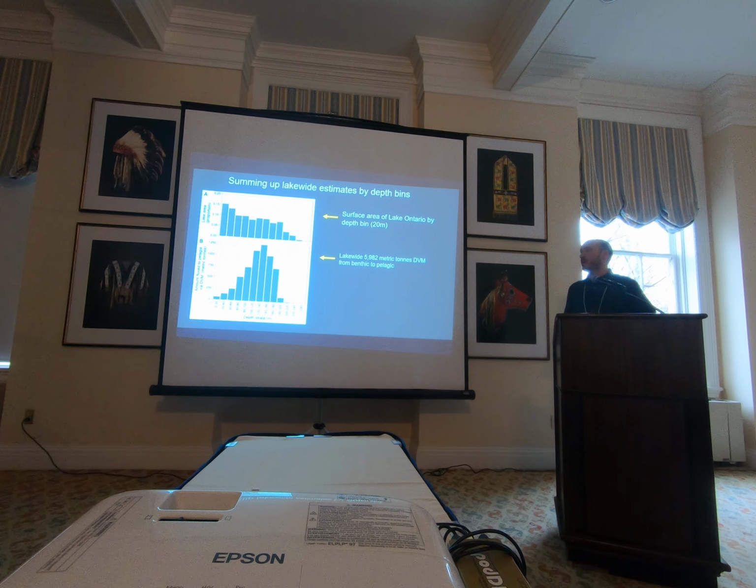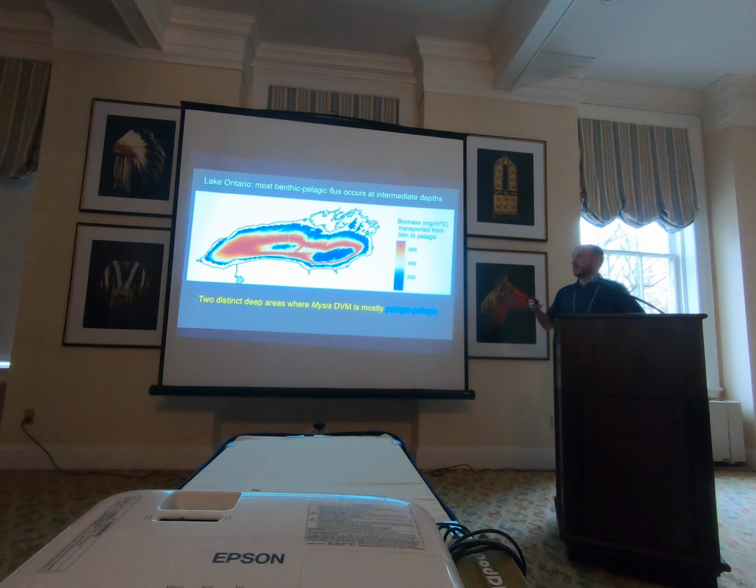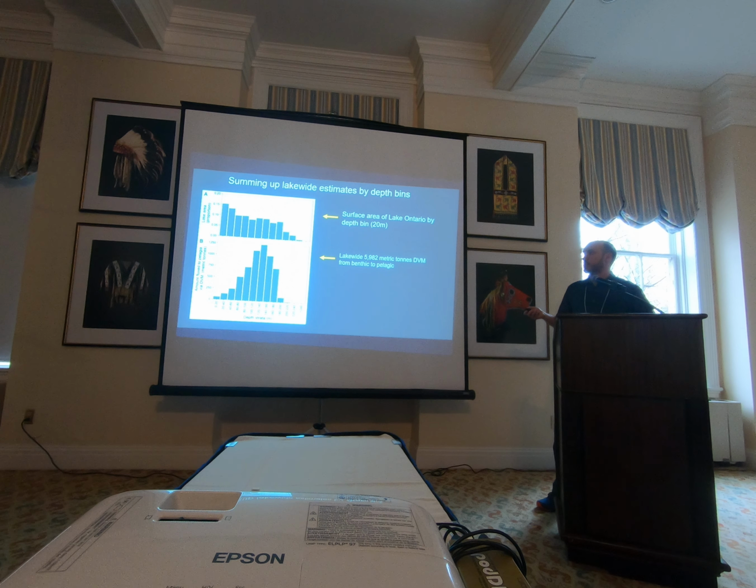So then another way of summarizing this analysis, I wanted to quantify, given Lake Ontario's bathymetry and the results shown here, just how much biomass on a whole lake scale is transported at different bins. So the top panel here is the surface area of Lake Ontario by different depth strata. You can see we're sort of limited in the amount of area that has these very deep depths, and then we have a lot of area in these intermediate depth ranges. But on just a lake-wide basis, the bottom graph here is the amount that was transported to the pelagic habitat from the modeling exercise.